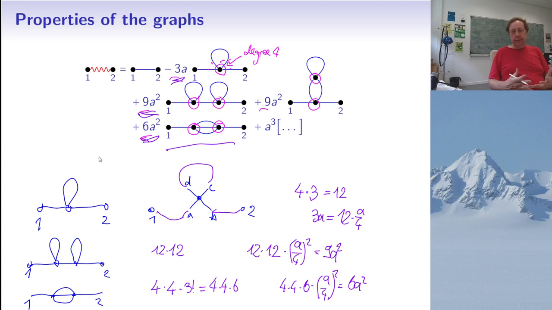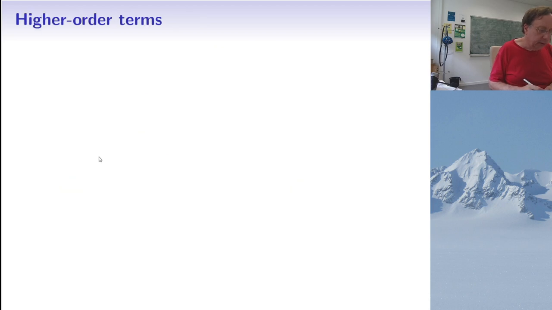So you see that actually all these terms have a combinatorial interpretation. They're given by all possible graphs following certain rules, with a combinatorial factor which is due to labeling the legs. So we can think about what happens at higher order.